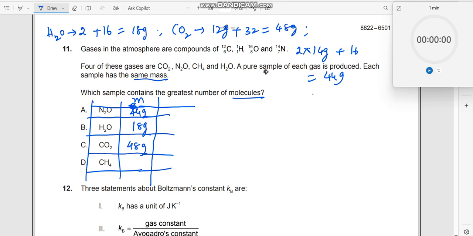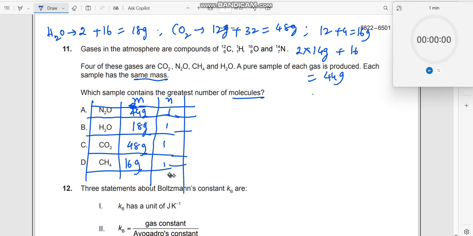And then what is the last one? CH4. CH4 will be 12 grams plus H4, which will be 4, which will be equal to 16 grams. Now what do we understand from here? Though the masses are different over here, each of these will have the same number of moles. We'll draw the second column also.